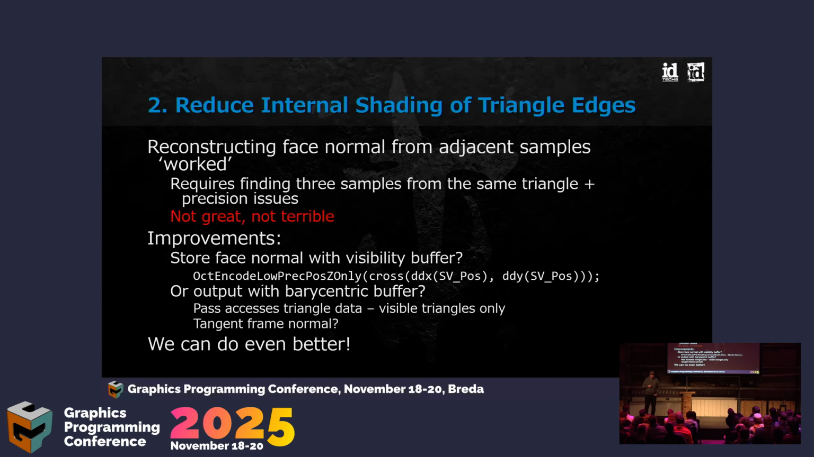Reducing the internal shading of triangle edges. As I mentioned, I had that horrible algorithm for trying to reconstruct a face normal. We could store the face normal. This is how little time we actually had to make this work. We could recreate it because we are processing all the triangle data when we're building the barycentric buffer, so you could grab it then. We could potentially use the tangent frame, but I think we can do even better than that.